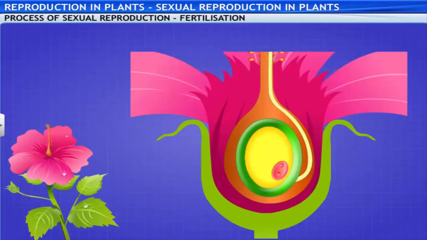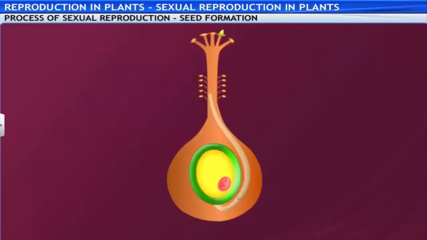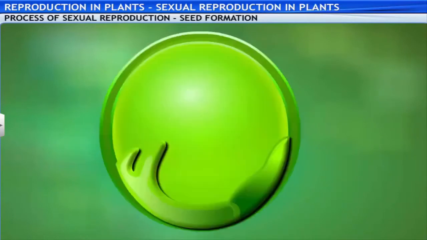This process is called fertilization. After fertilization, the zygote develops to form an embryo. The ovule develops to form a seed. During this process, the petals, sepals, stamens, style, and stigma dry and fall off. This seed contains an embryo.